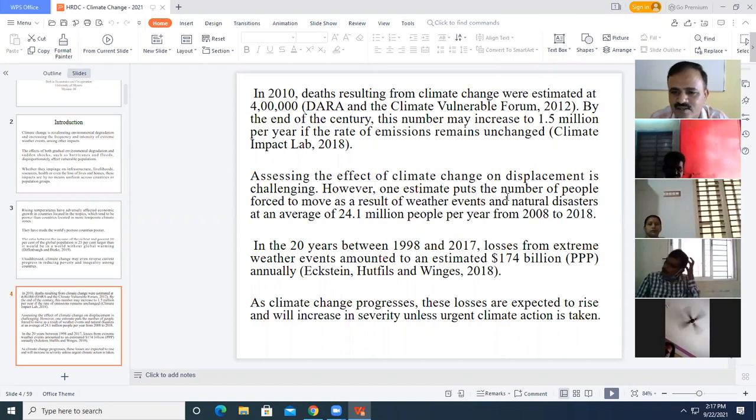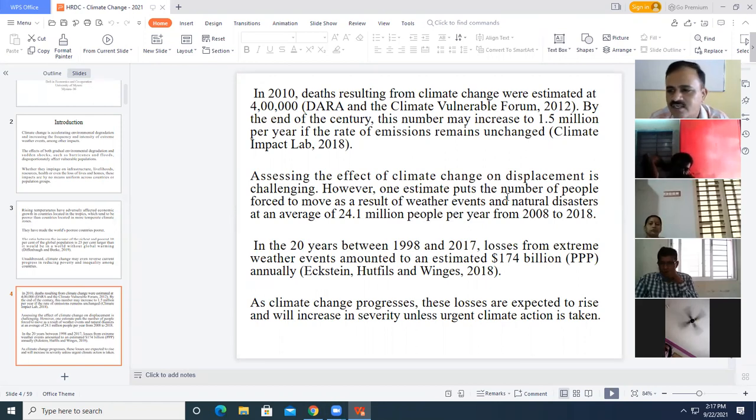However, one estimate puts the number of people forced to move as a result of weather events and natural disasters at an average of 24.1 million people per year from 2008 to 2018. So in these 11 years, around 24 million people per year were displaced because of climate change, like floods and other related natural disasters.